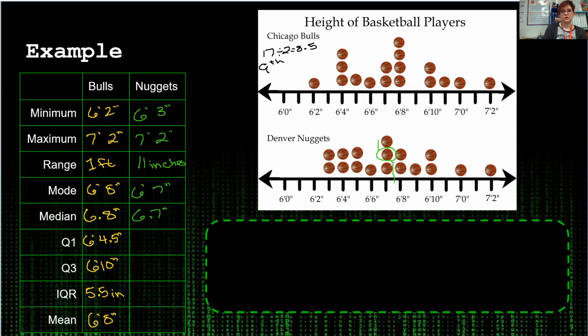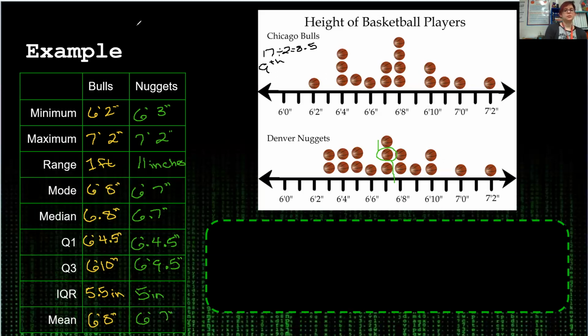Okay. I've got 8 smaller. So 1, 2, 3, 4. So my Q1 is halfway in between 6'4" and 6'5". So it's also 6'4.5". My Q3 is 1, 2, 3, 4, in between 6'9" and 6'10", so 6'9.5". My IQR is 5 inches. And the mean height, so if I add up all the heights of all of my basketball players and divide by 17, is 6 feet 7 inches.